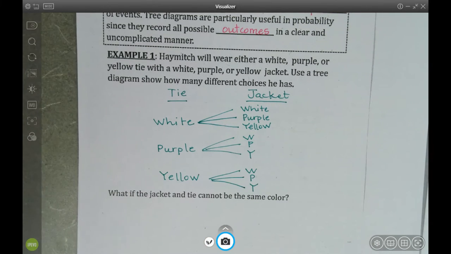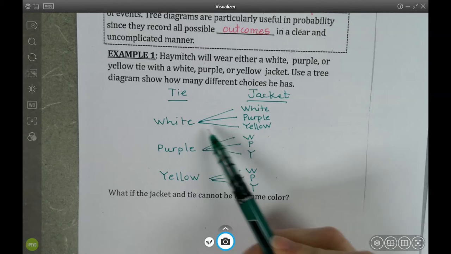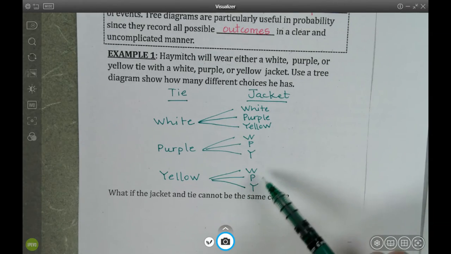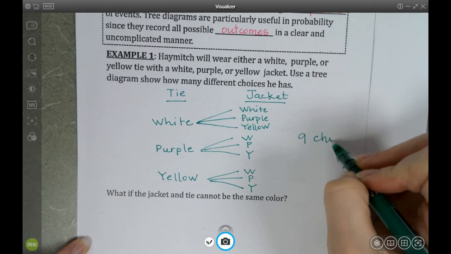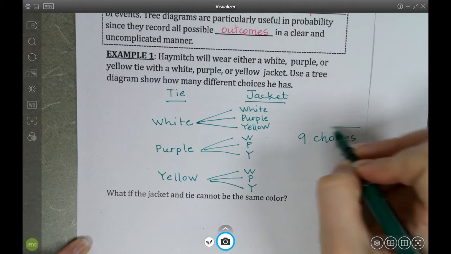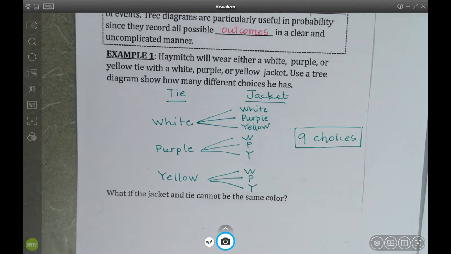So how many possible combinations do we have here? Or possible choices? 9, because you could choose one of 3 here, one of 3 there, and one of 3 there. 3 plus 3 plus 3 is 9 different choices. And there you have a tree diagram.